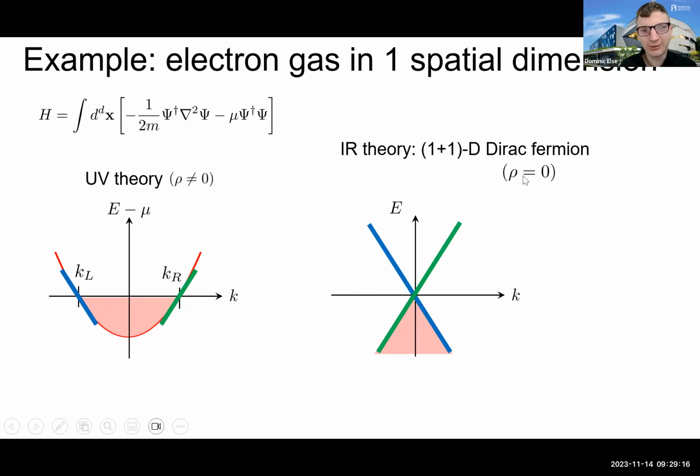And again, the charge density is not an RG invariant, so that's why it's okay for the UV and IR densities to be different. Then the question is, how does this IR theory reflect the fact that the UV theory was originally at non-zero charge density?